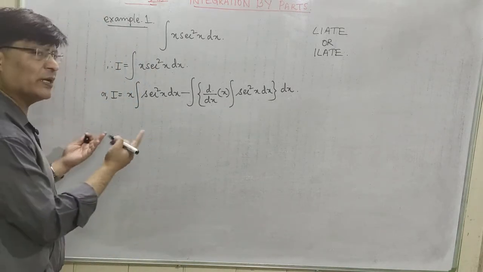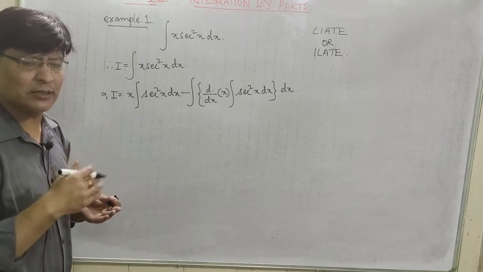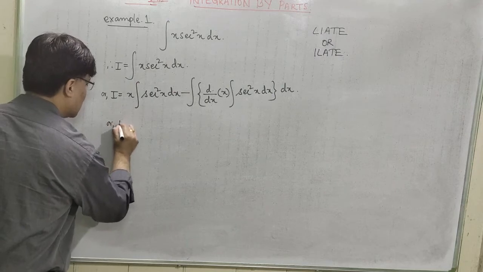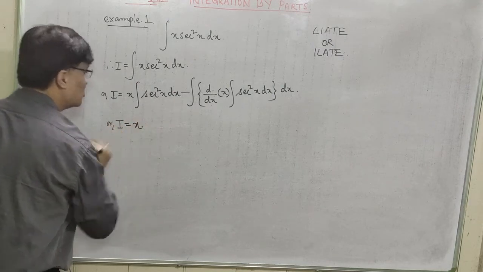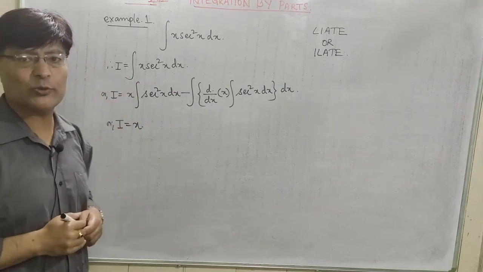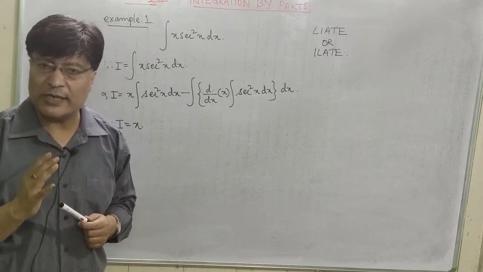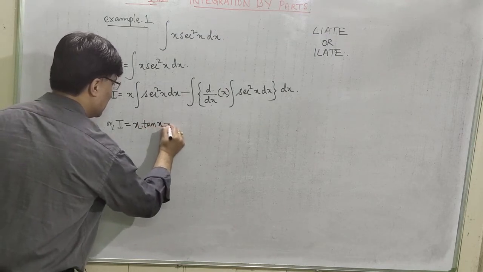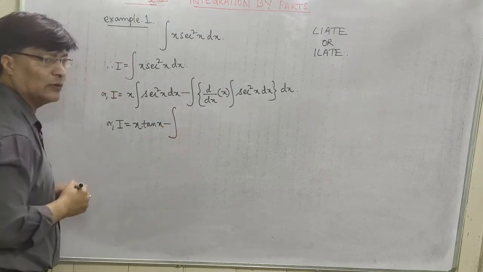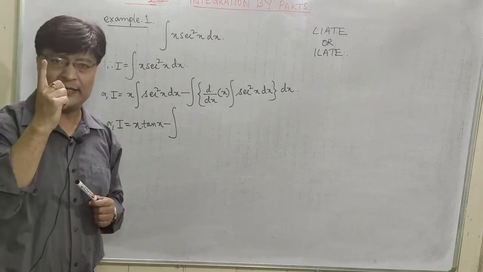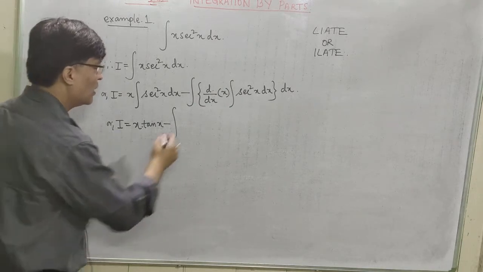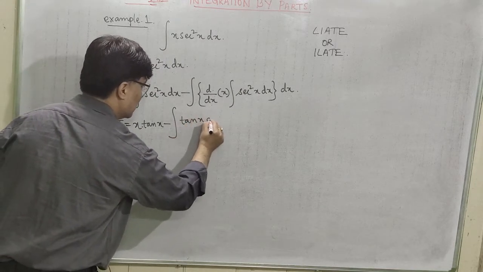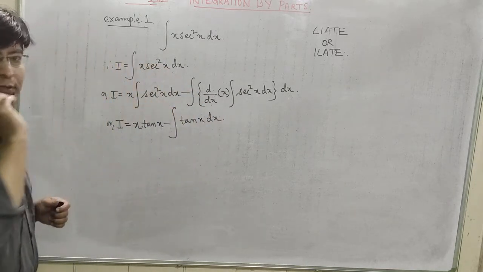Now we can use the method as we were doing in the previous chapter, so we can easily integrate them. I is equal to x into, what is the integration of sec square x? That is, differentiation of which function is sec square x? That is tan x. Minus integral sign. What is d/dx of x? That is 1, you don't have to write it. Again, the integration of sec square x dx, that is tan x dx. So I think you have understood it.